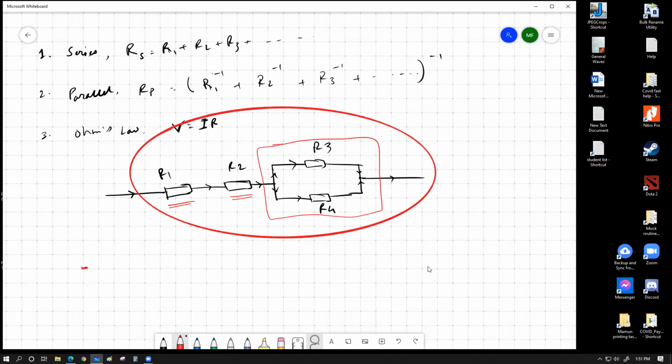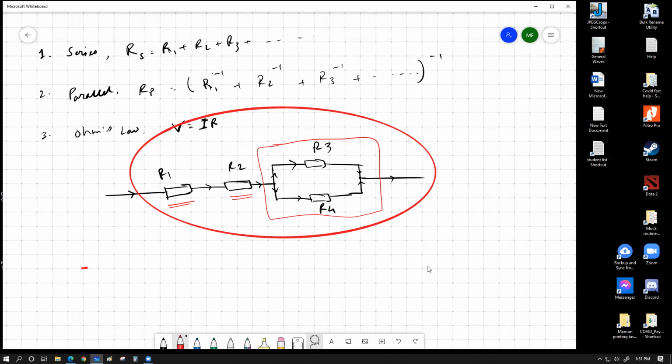Or you can say in a similar way that R3 and R4 are in parallel combination, full stop. R1, comma, R2, comma, the parallel combination mentioned earlier, are in series. We can also write it this way.